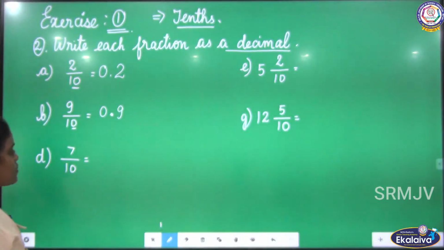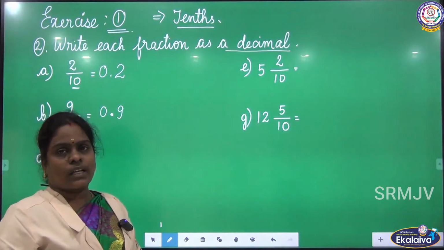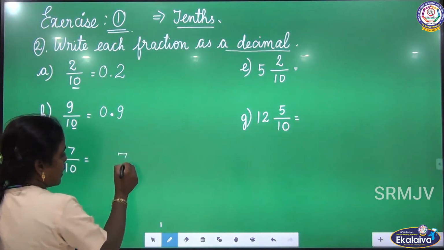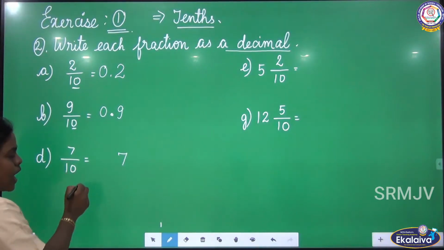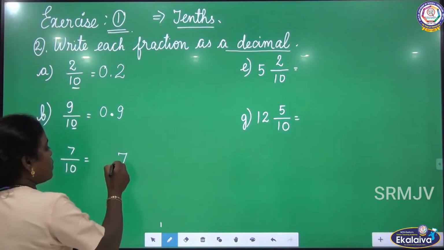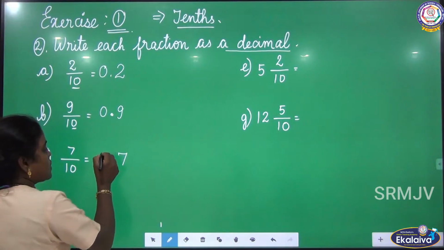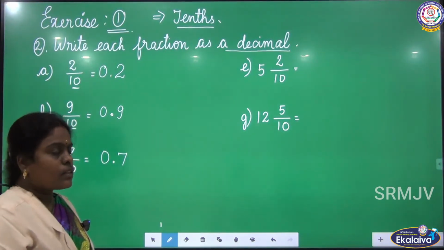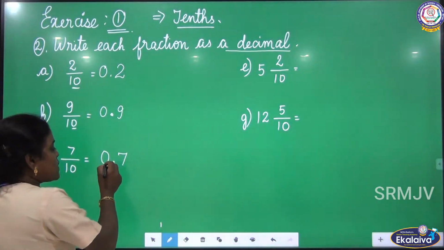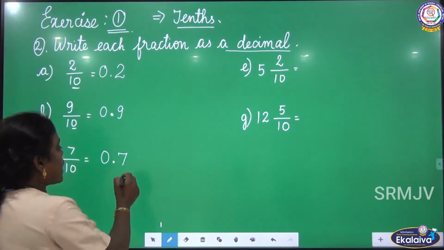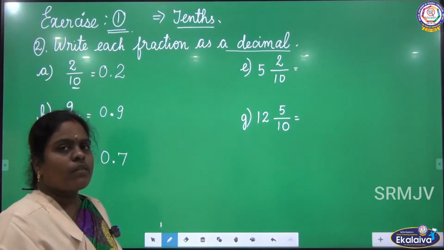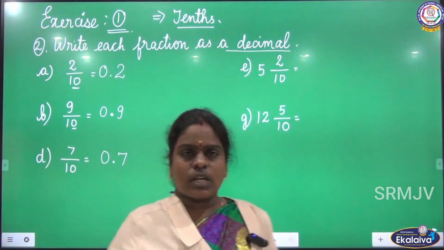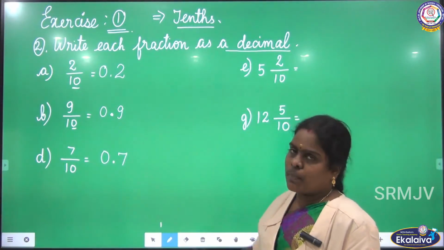So, look at the next fraction, 7 by 10. Here also we have only one digit in the numerator. So, write down the numerator. As we have 1 zero, we are going to place a dot before one digit and write 0 in the whole number part. There should be two parts. One is the whole number part and the other one is the decimal part, which is separated by a dot. So, if there is no number, you just write 0 in the whole number part.